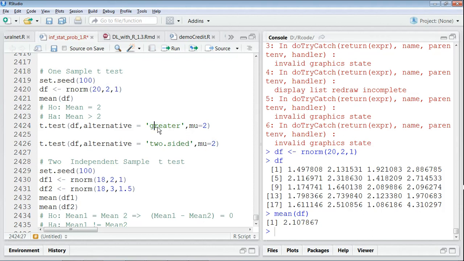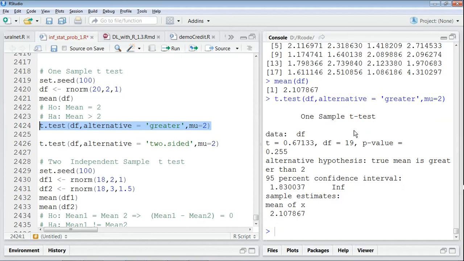Using alternative we can specify what type of test we need, whether it is a one tail test or a two tail test. If it is a left tail test, you have to use less. If it is a right tail test, we have to use greater. If it is two-sided, this is the option we have to use. The last parameter is the hypothesized mean, which you need to specify. So mu is equal to 2. Because here your alternative hypothesis is a right tail test, we are using greater. Let us see what happens.